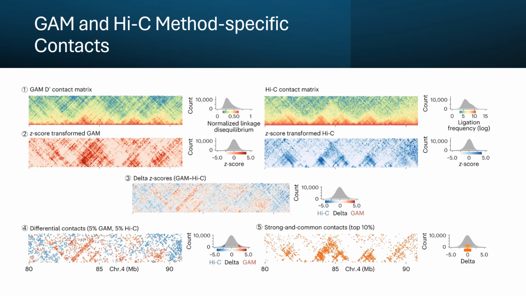To investigate genome-wide differences between GAM and Hi-C, we developed a method for directly comparing metrics derived from the two methods. For this analysis, we considered the contacts between loci with distance smaller than 4 megabases, given that the fidelity of Hi-C decreases at a larger genomic distance. Given that GAM and Hi-C data have very different numerical distributions, we first applied a distance-based z-score transformation to both datasets to address the distance decay. We then subtracted the two normalized metrics and extracted the most divergent contacts.